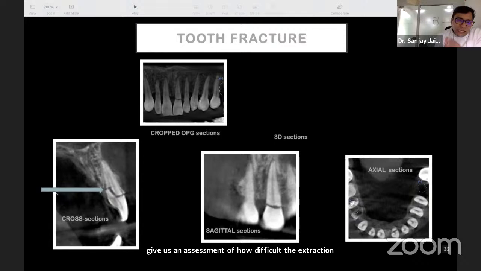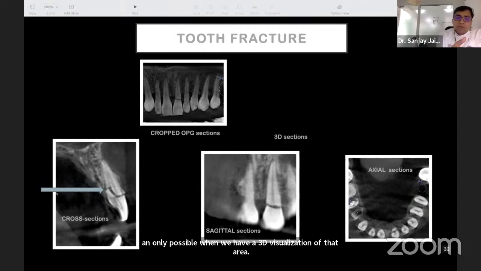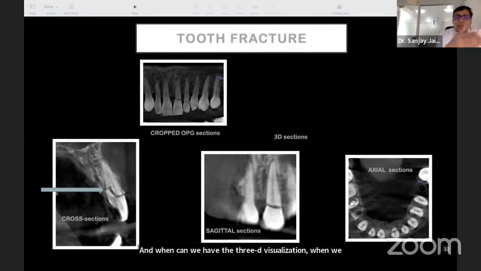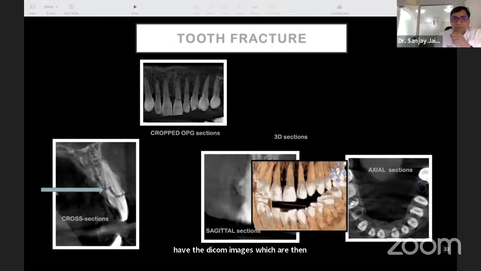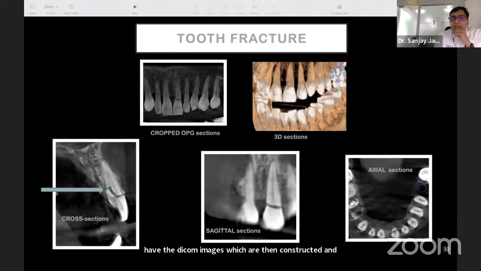Now, if you look only at the sagittal section, which looks like an IOPA view, we assume that it's just a horizontal crack and not a step crack. This kind of imaging visualization is only and only possible when we have a 3D visualization of that area. And when can we have the 3D visualization? When we have the DICOM images, which are then constructed and seen in different sections. Or an image like this.